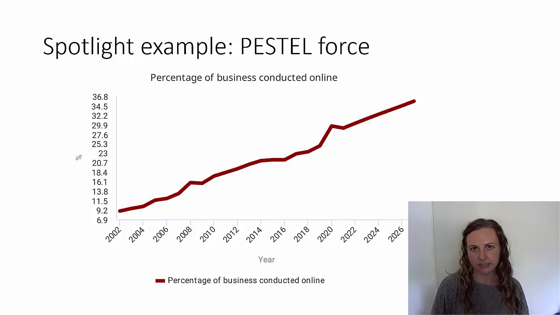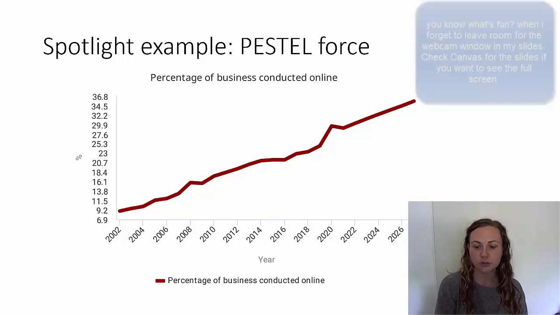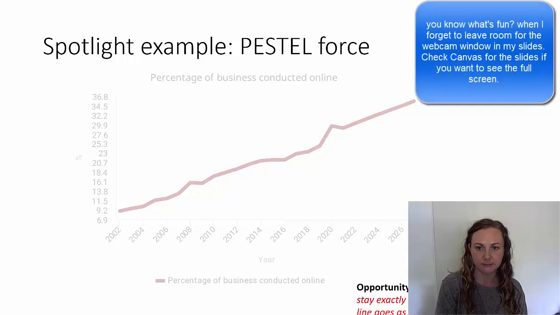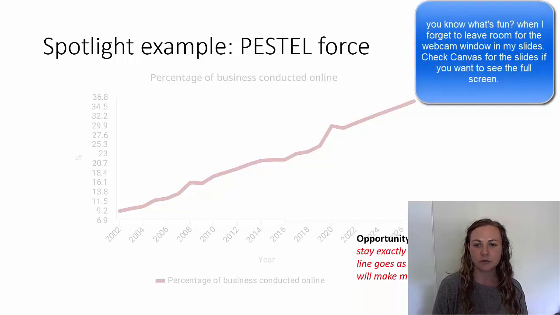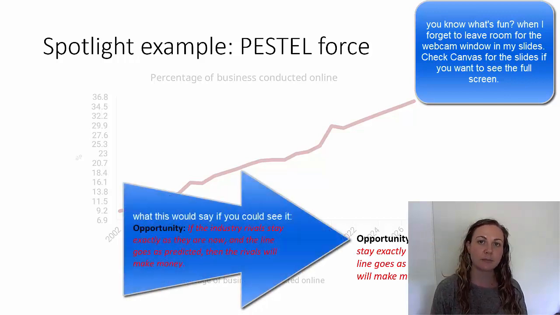But in strategy class, opportunity is a word that refers to this trend line, right? And opportunity means very, very specifically, if the industry rivals stay exactly the way they are now, right? So if everybody inside that department store industry stays the way it is, and the line does continue to go the way that it's predicted, then the rivals will make money. That's an opportunity, right? And you'll note that nowhere in here did I say Nordstrom, right? It's industry rivals, because this line is the same for Nordstrom as it is for Macy's, as it is for JCPenney's, as it is for Sears even.